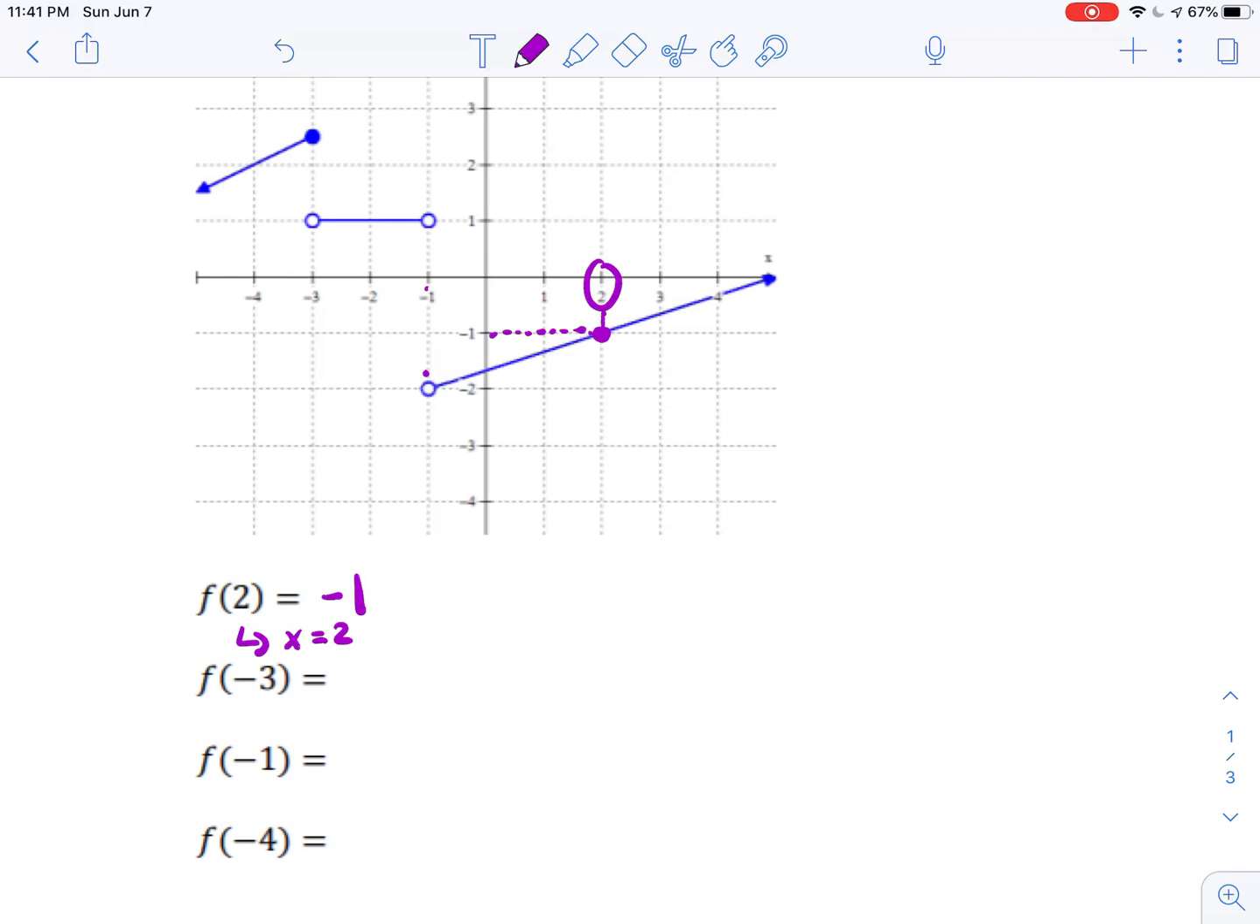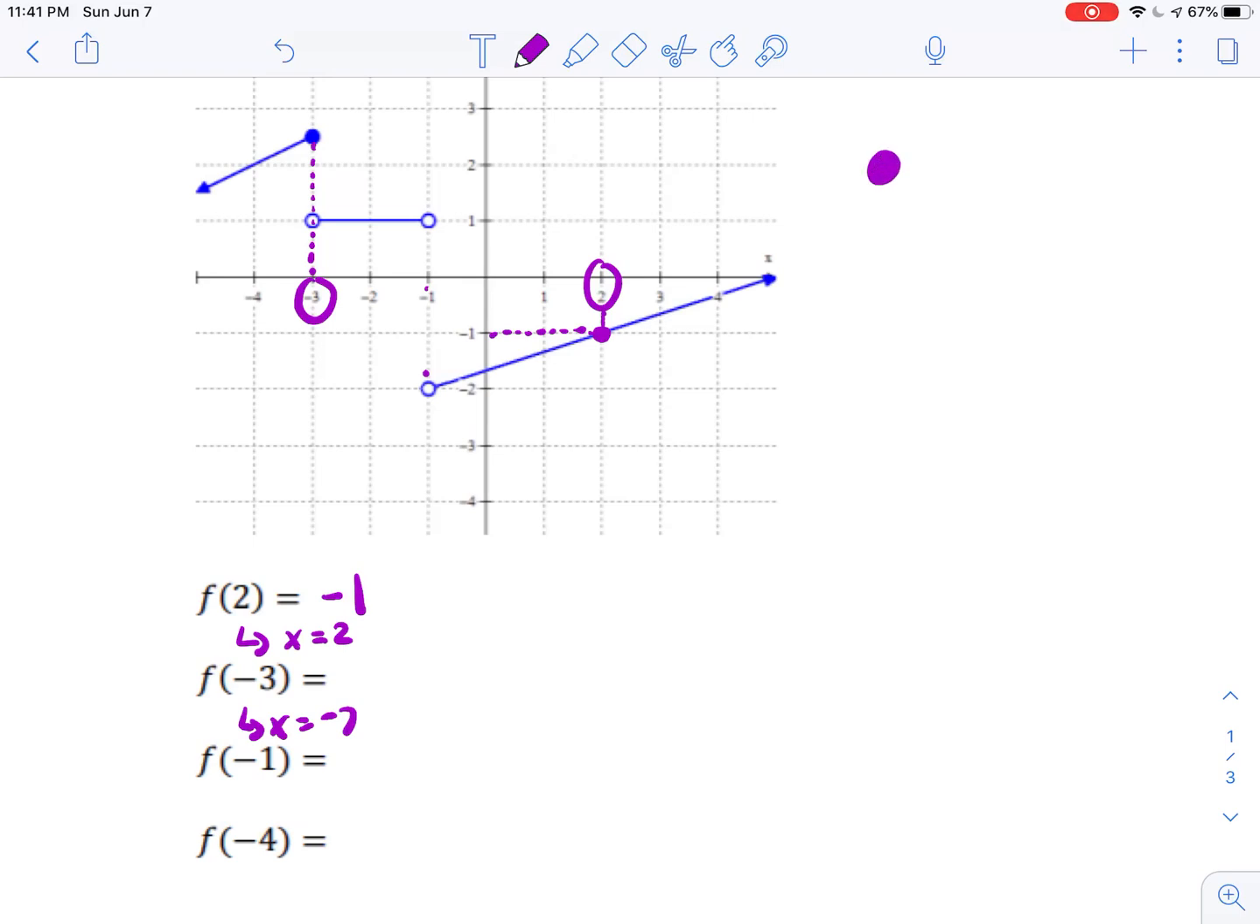Okay, so this is very similar to any other type of function, except we have to make sure we're paying close attention to which equation we're using. So what about f of -3? So again, we're looking where x is equal to -3. So if we come on our graph, that's here. But something interesting happens, right? We have two different equations that go really close to -3. So how do we know which value to take?